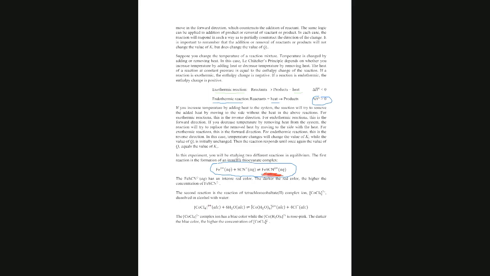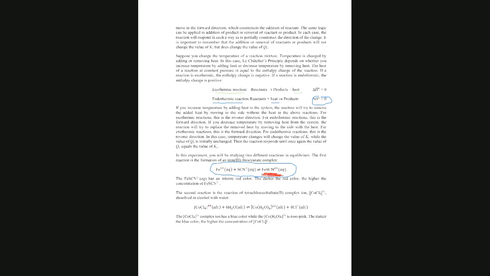So they also pick these systems because we'll know after disturbing the system if it shifted towards the products or towards the reactant because of the color. One side is red and the other side has almost no color. The thiocyanate has no color, and the iron plus 3, depending on the dilution, is a light yellow or no color.